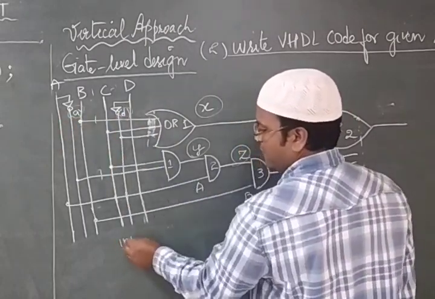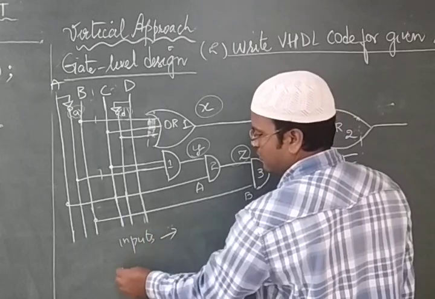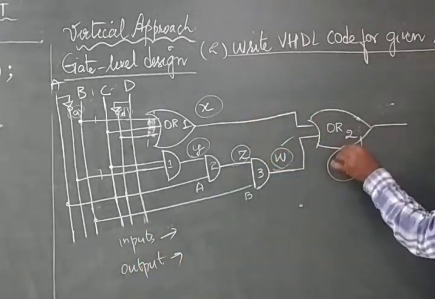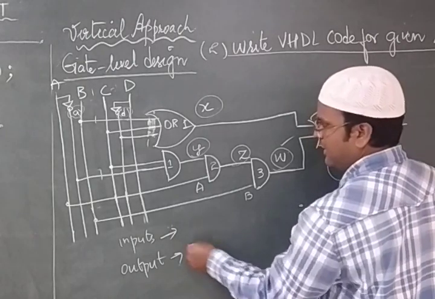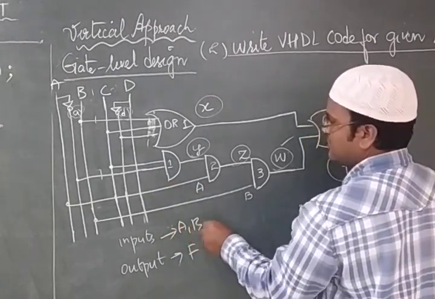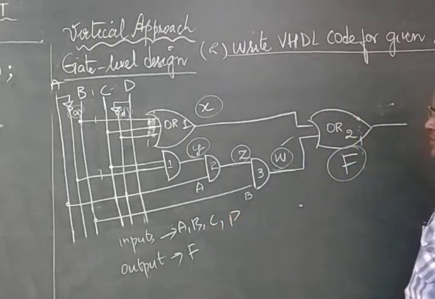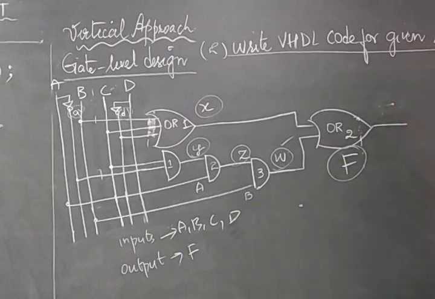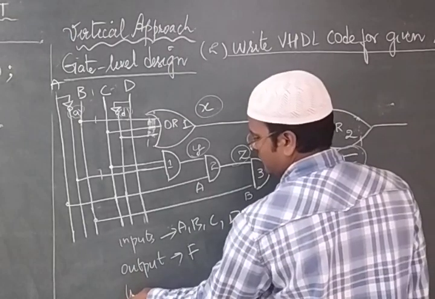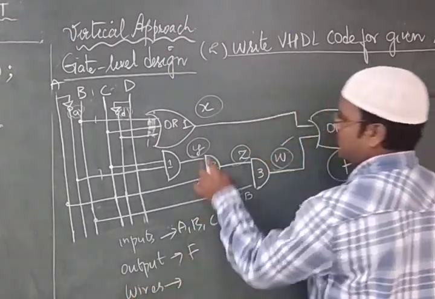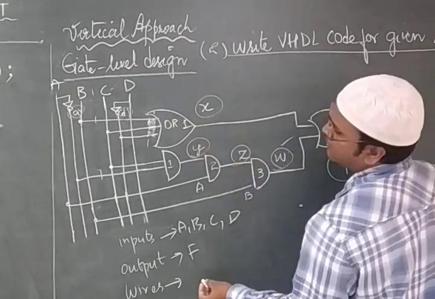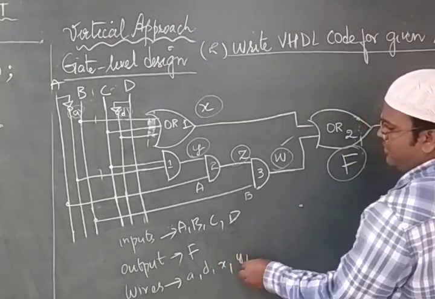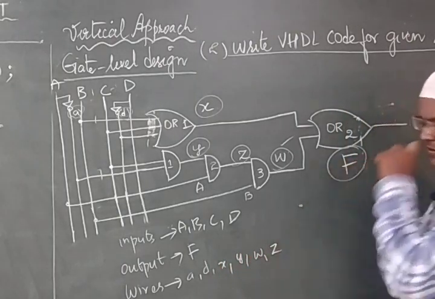So for inputs, first I'll write, I'm not writing the code, I'm giving you hints. How do we write it? We had only one output, that is F. Inputs we had A, B, C, D. That's it. So we mentioned the output is F. So what are the wires? The wires are the remaining parts: A, D, X, Y, W and Z. These are our wires.